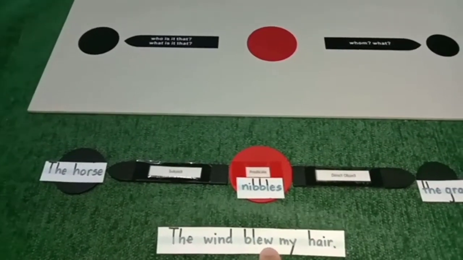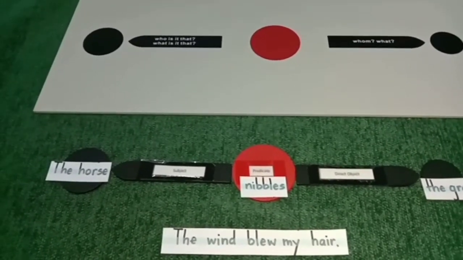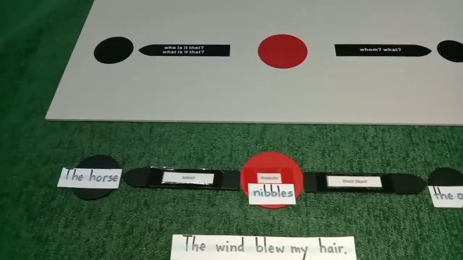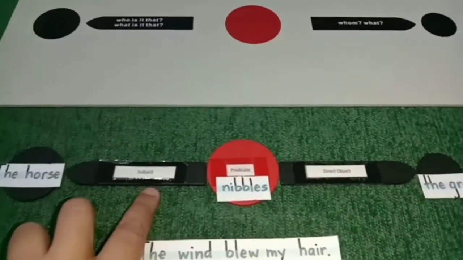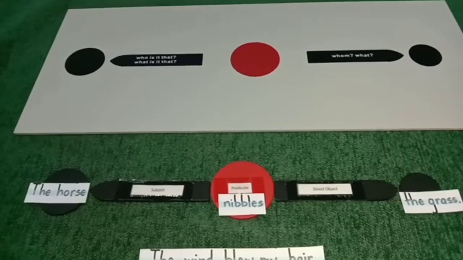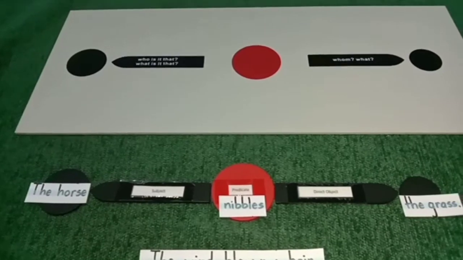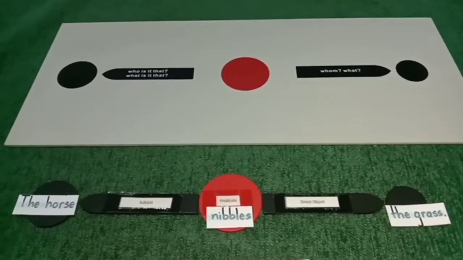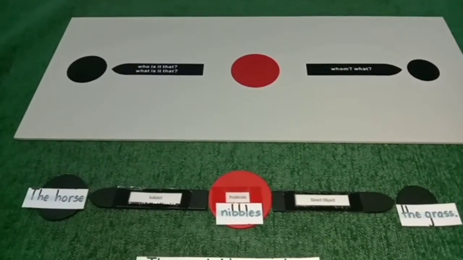And what is it that blew? The wind. And what is it that we call the wind? In this sentence analysis practice, we call it the subject. The wind blew what? Which one is receiving the action? Yes, you're right. My hair. So this one, my hair, is the direct object.